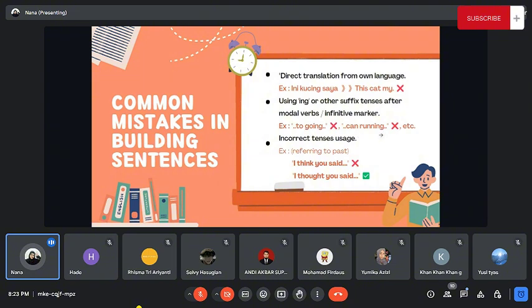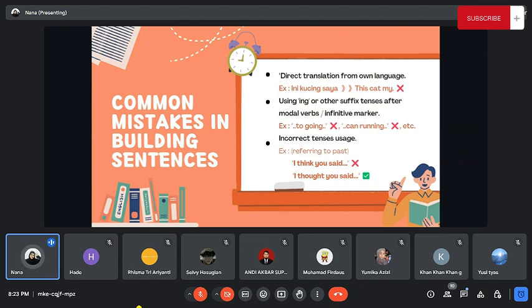So adding -ing, or maybe other tenses like past tense or future tense, like -ing or -ed or something like that, after the modal verbs or the infinitive marker is wrong. Okay. So the next mistake that I figured is incorrect tense usage. For example, you want to say something that refers to the past, but you use words that represent the present tense or something like that.